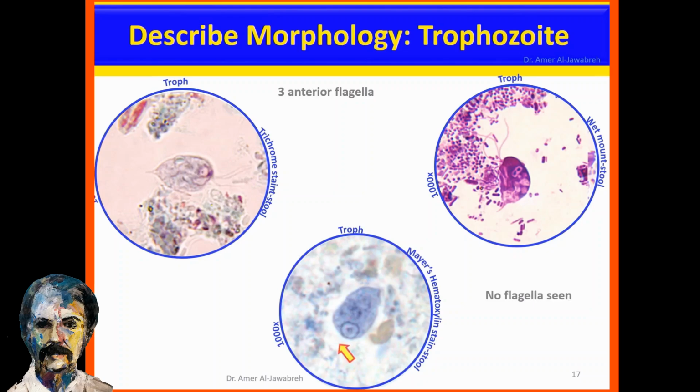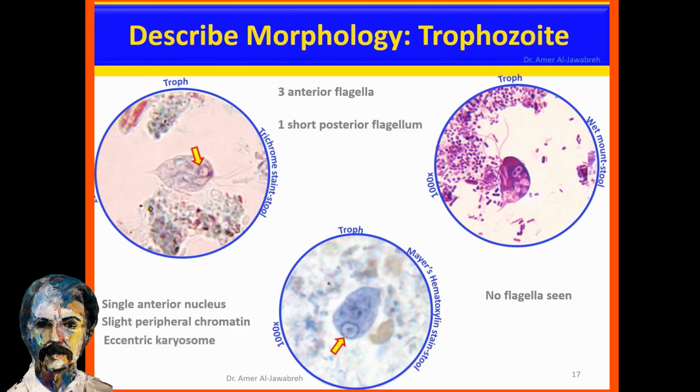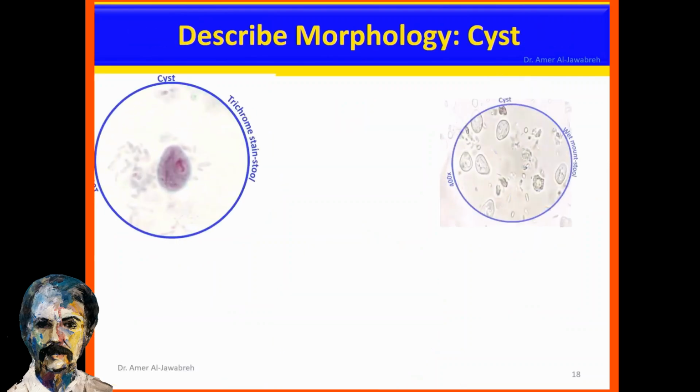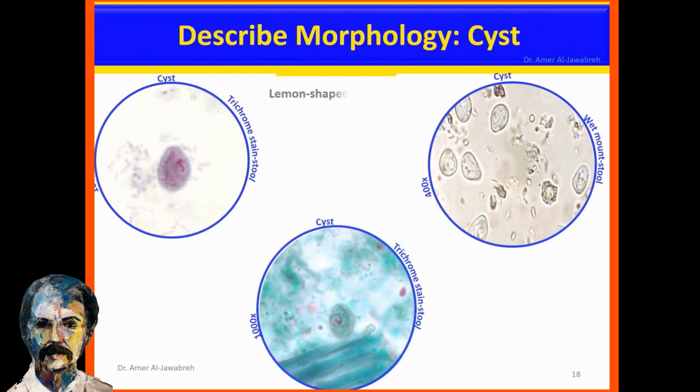No flagella here, but you can see a large nucleus with centric karyosome. The nuclei look centric, eccentric, with a little bit of slight peripheral chromatin. I cannot say here there is no chromatin. Food vacuoles, maybe this is a food vacuole, maybe it's bacteria inside, who knows. And this is the cyst. The cyst, yeah, lemon shaped.